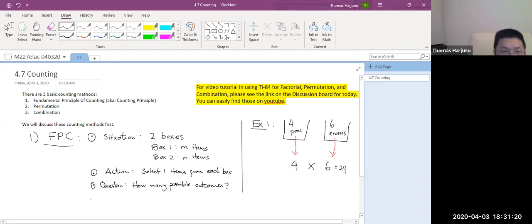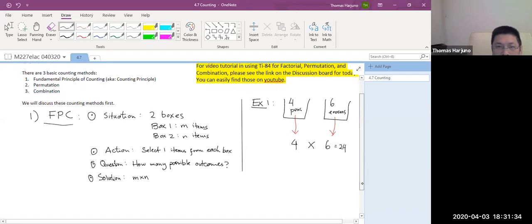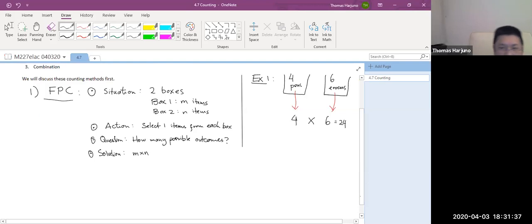Now then, finally, what's the solution? The solution will be M times N, as we can see in this example. Now that's the basic idea, okay? This is supposed to be an easy situation where you can select the items one by one, one from the first box, another one from the second box, another one from the third box, and see how many possible outcomes.